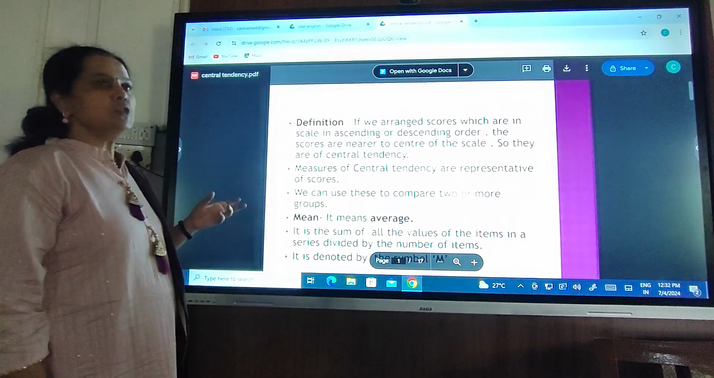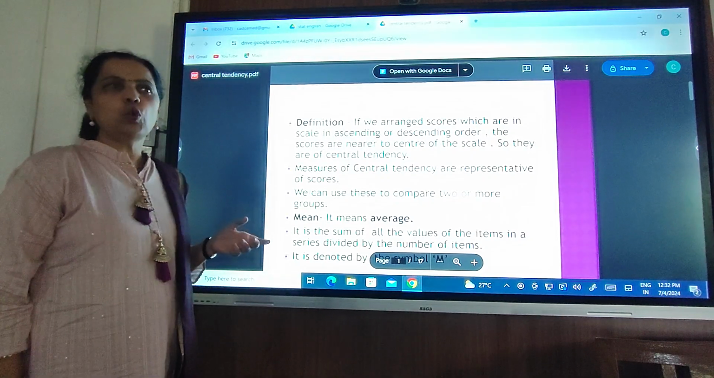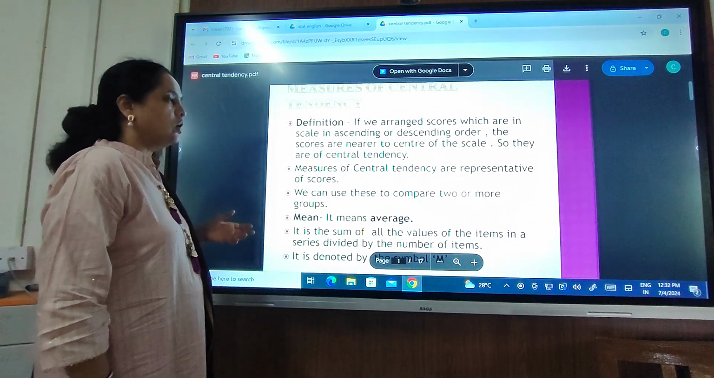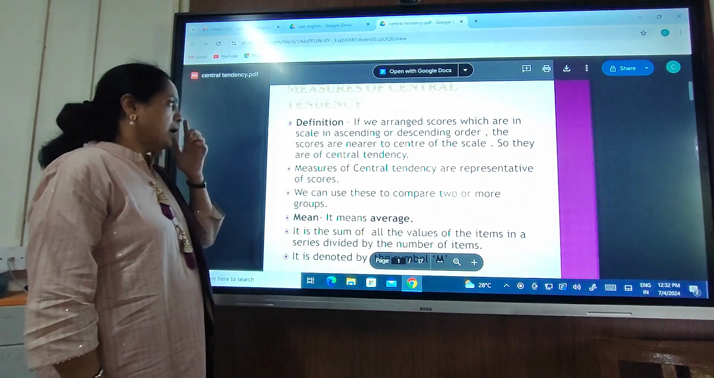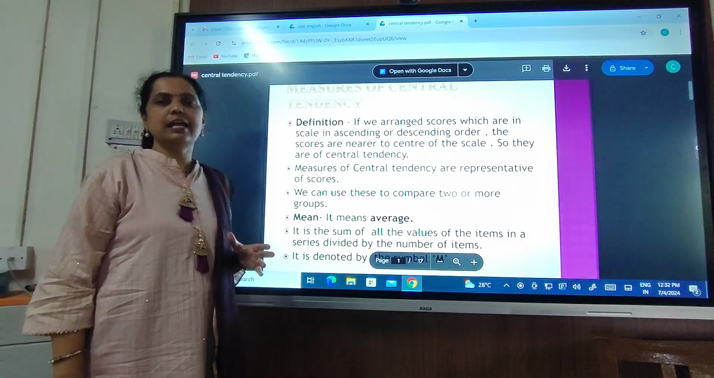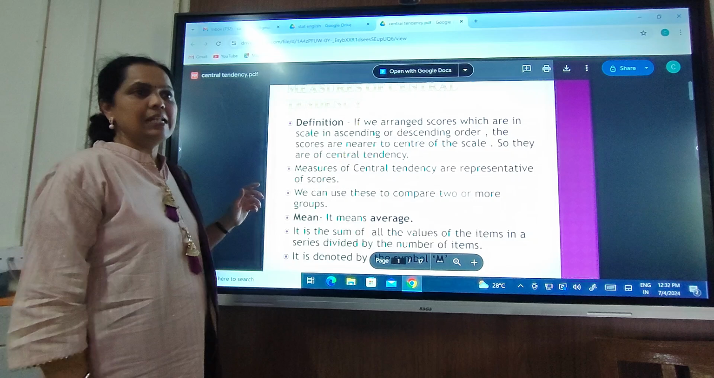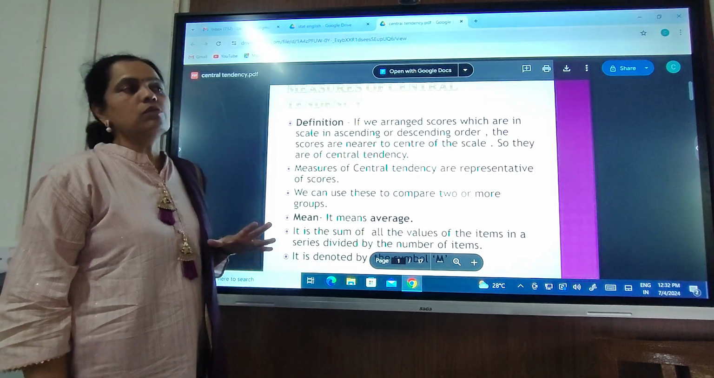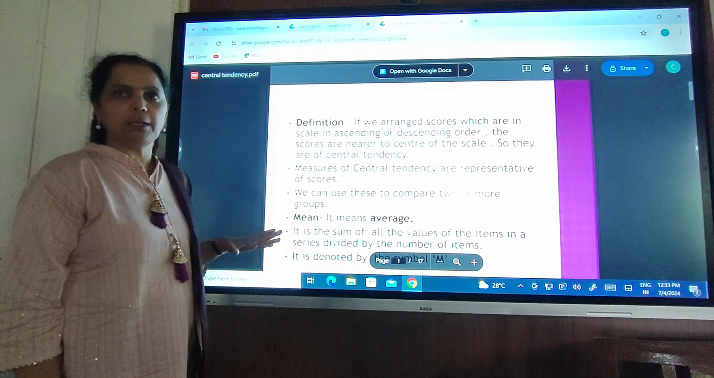We can use this central tendency to compare two or more groups, or students from more than two groups. There are three measures of central tendency, and these are mean, median and mode. Let us see the first measure of central tendency, and that is the mean.